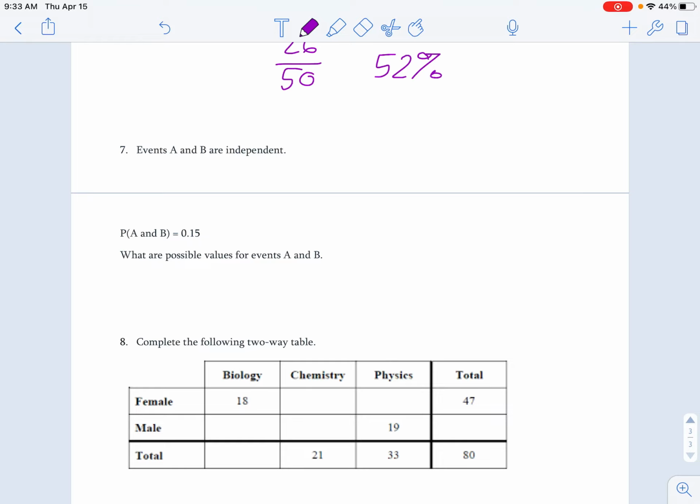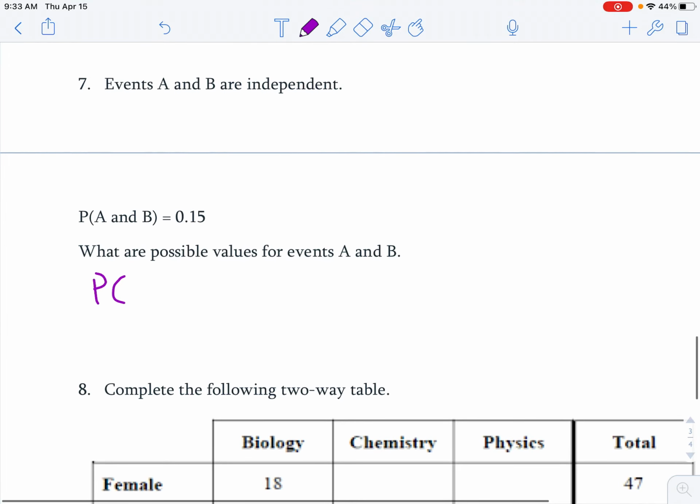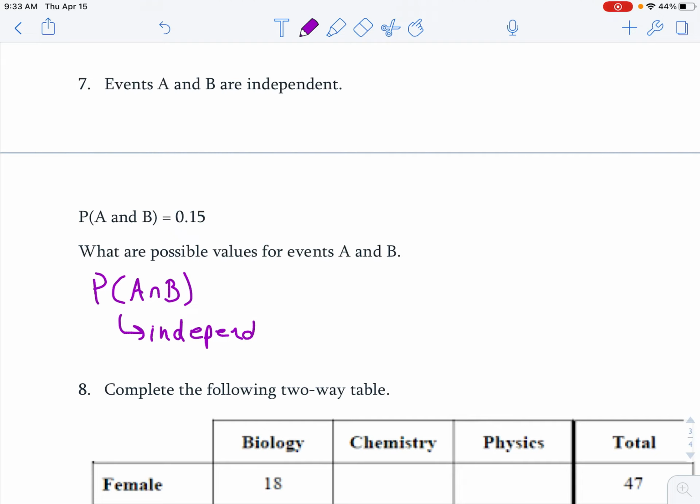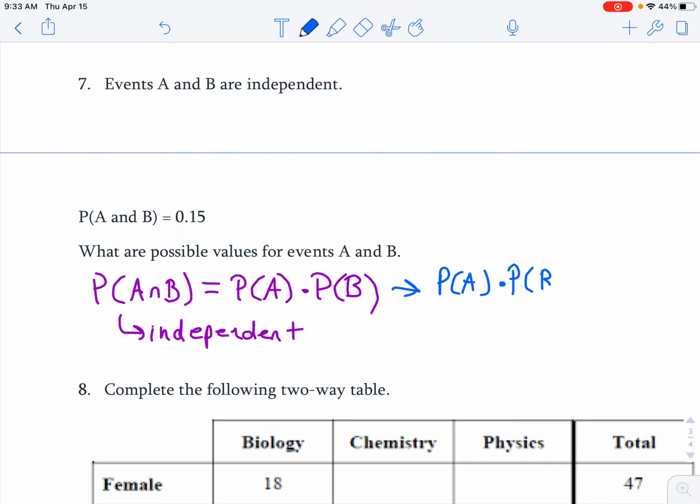Events A and B are independent. The probability of A and B equals 0.15. What are the possible values for events A and B? So we have the probability of A and B. When independent, we have this very specific rule, and that specific rule is the probability of A times the probability of B. So using the given information, the probability of A times the probability of B equals 0.15.